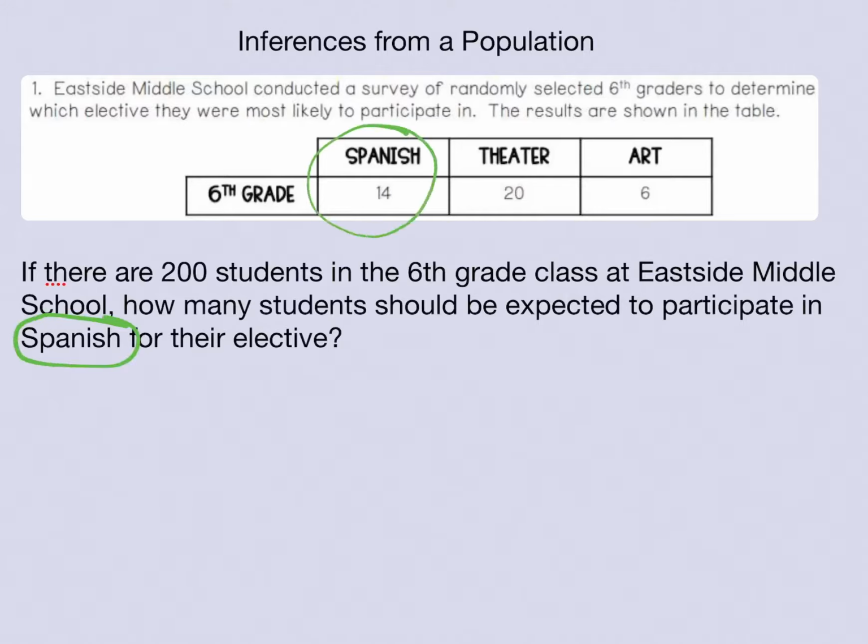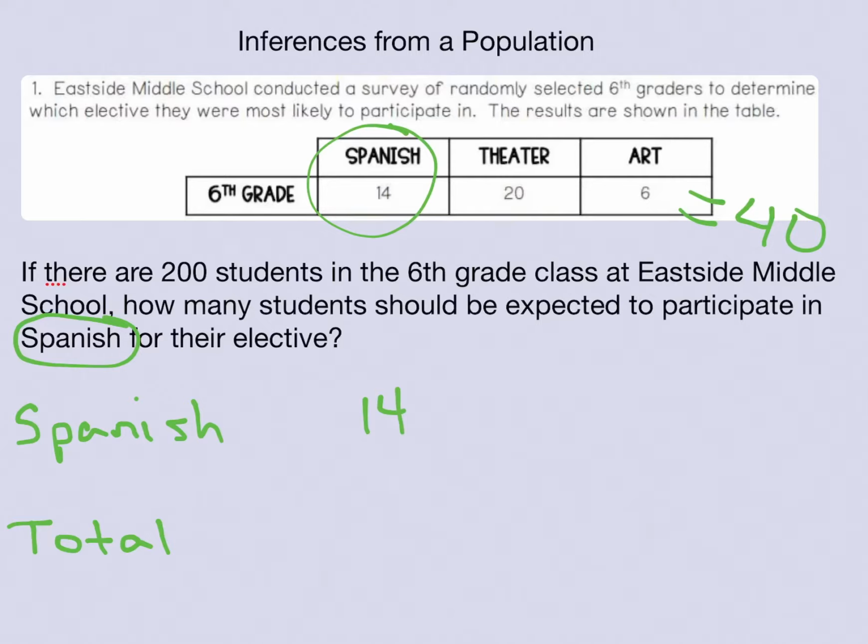So again, we're focusing on Spanish here. Now we already know our total is 40. We discussed this earlier. There's more than one way to work out this problem, but we need to start with the information we have from the sample. We know we're going to be looking at how many students chose Spanish that they would most likely take, and we also have to look at our total. So 14 students taking Spanish, and the total is 40.